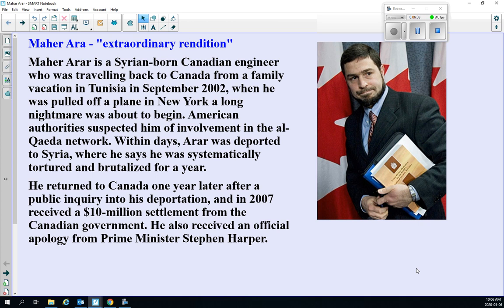Syrian-born Canadian engineer. He had been traveling back and forth from Canada to Tunisia and other Middle Eastern countries too. In September of 2002, so again, just after 9/11, in the post-9/11 climate, he was yanked off the plane in New York. American authorities suspected him of being involved with Al Qaeda. Al Qaeda was the terrorist organization, as you know, led by Osama bin Laden, that conducted 9/11. They were responsible for it.